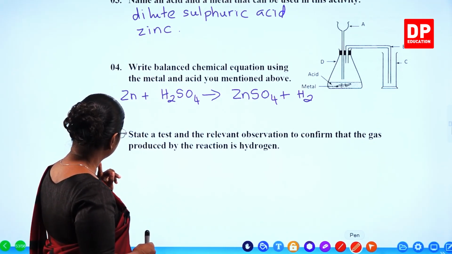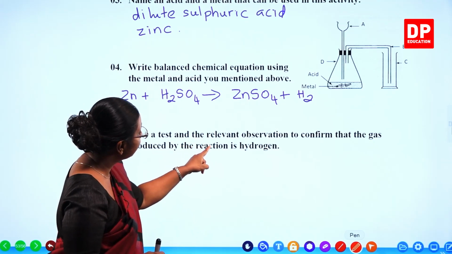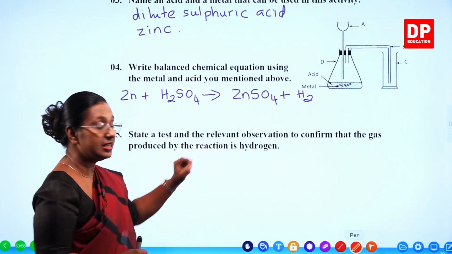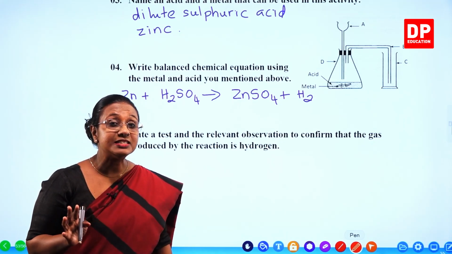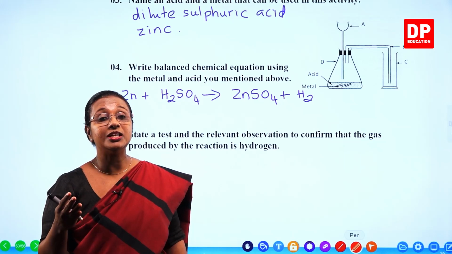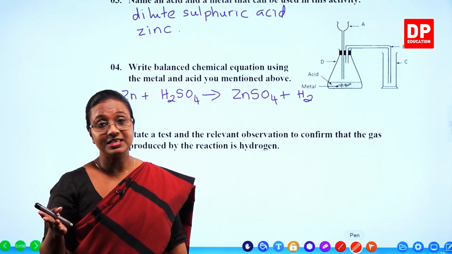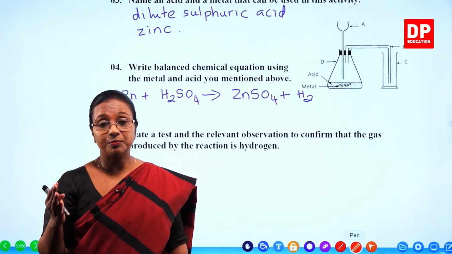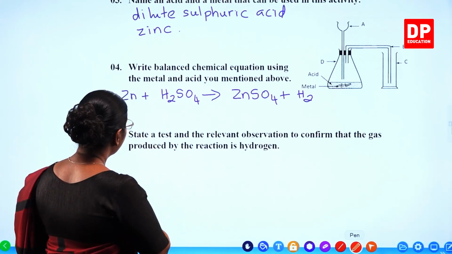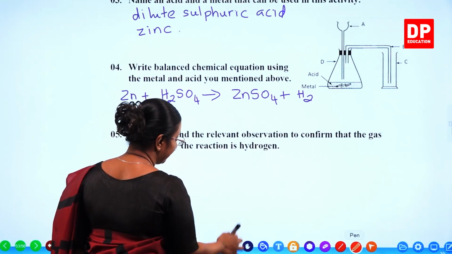Then the last question. State a test and the relevant observation to confirm that the gas produced by the reaction is hydrogen. So what is the test? You insert a burning splinter into the test tube containing hydrogen gas, and if it burns with a pop sound, we can confirm that it is hydrogen. So they want you to write the test and the relevant observation.